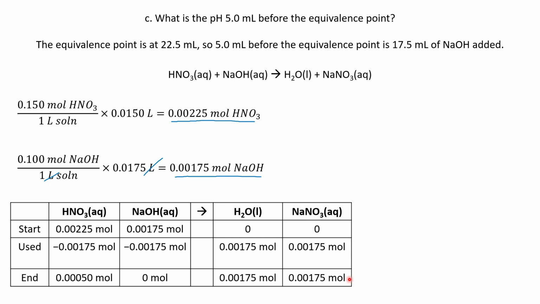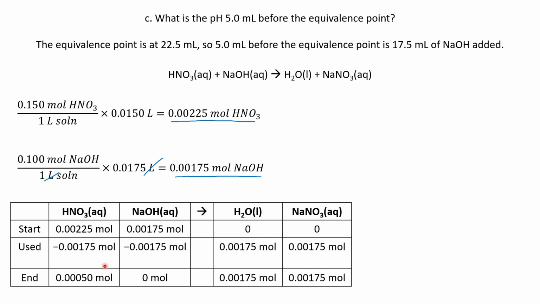So now I know how many moles of my excess reagent, my nitric acid, I have left, and I do know how many moles of product I've formed. What am I trying to get at again? Oh, that's right. I'm trying to get at pH. So what I really want is the concentration of hydronium ion. That is going to be determined by my concentration of my acid, but right now I have moles, so I have a little bit of work to do.